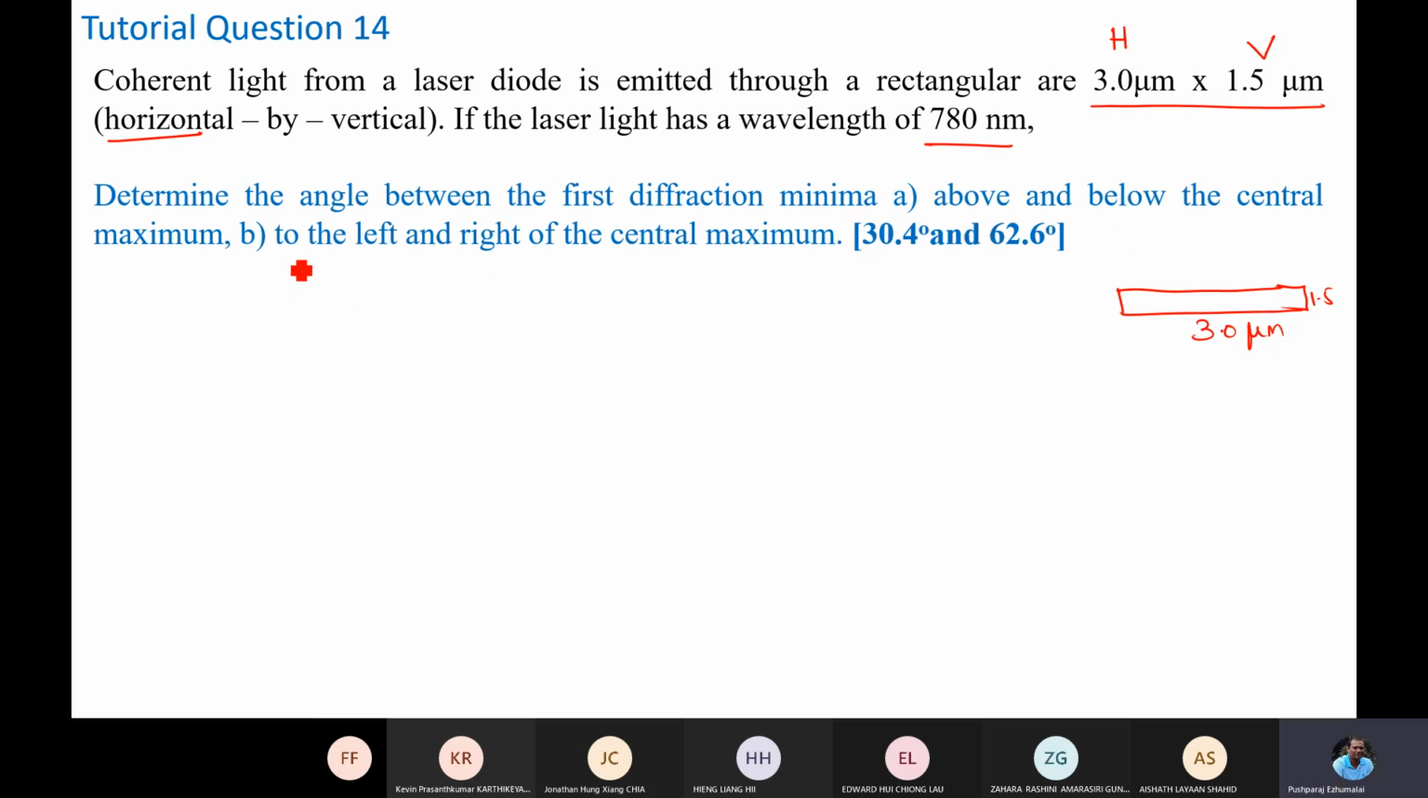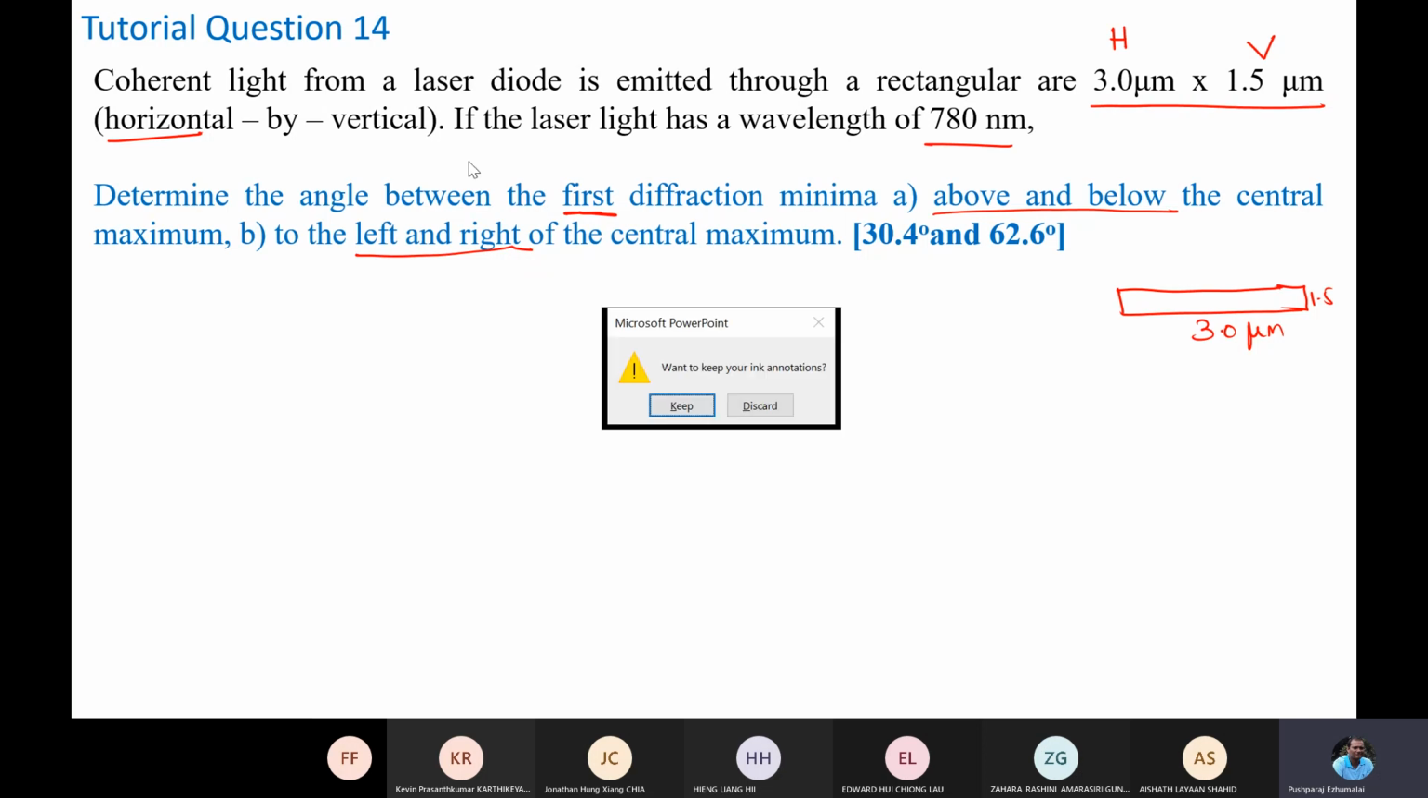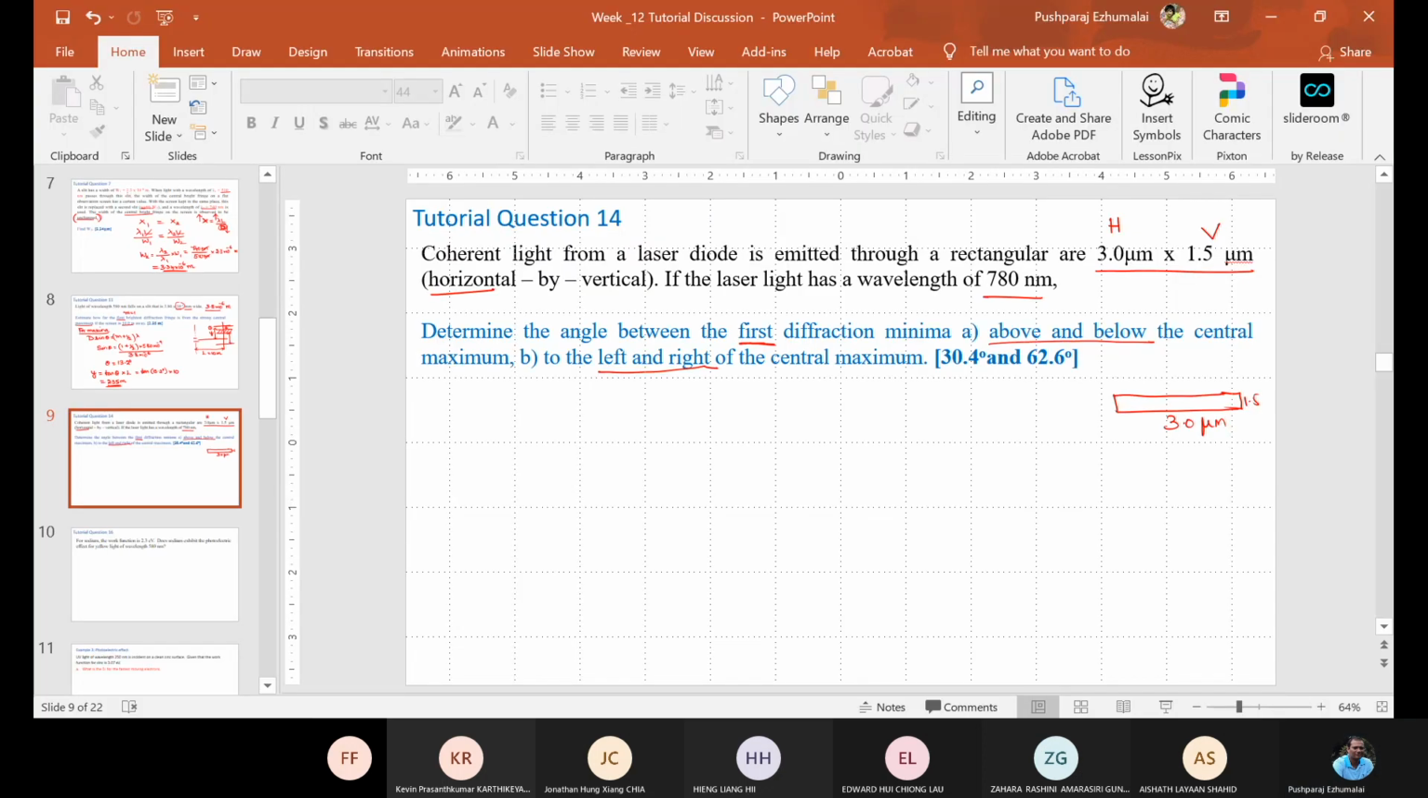And determine the angle between the left and right side, again the first diffraction maxima for above and below, left and right. What do you mean by above and below, and what do you mean by left and right? Okay, in order to explain this, I can go back to the lecture slide to explain that phenomenon. Let me share the screen.